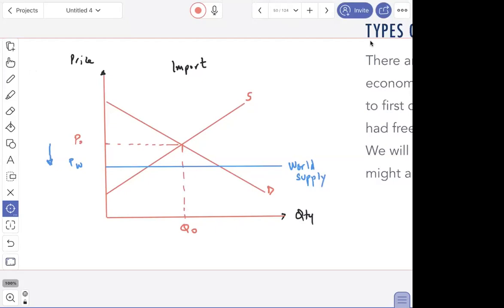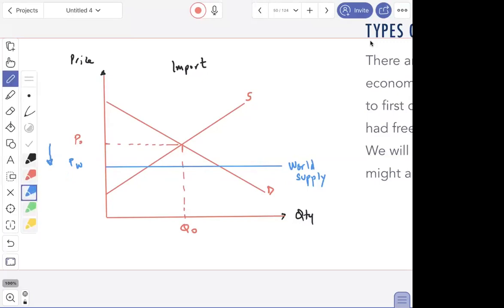Perfectly elastic supply curve means that a producer can produce any quantity at this price. China can make an infinite amount of cell phones at this PW price because China has huge production capacity. If China has that kind of capability, then at PW price it can easily meet the demand of any country. So they can meet the demand for any country at this PW price. Do you guys get that? Does that make sense, guys? So this is the world price, and that's why this is the world supply curve, which is perfectly elastic.